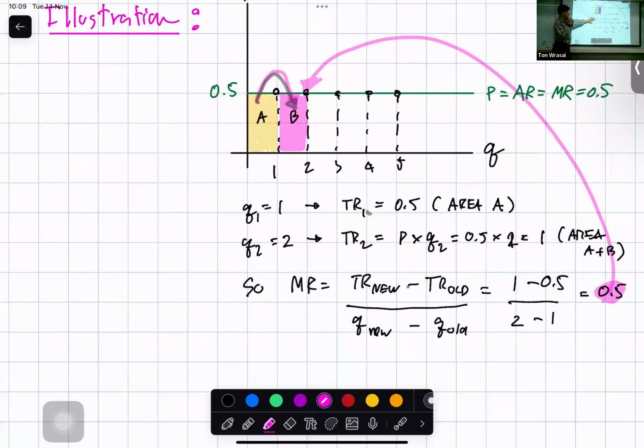Then when he changed from selling 1 to selling 2 pages, the revenue changed from 0.5 to 1. If we use the recipe to compute, TR new minus TR old divided by new amount minus old amount, we got MR equal to 0.5.